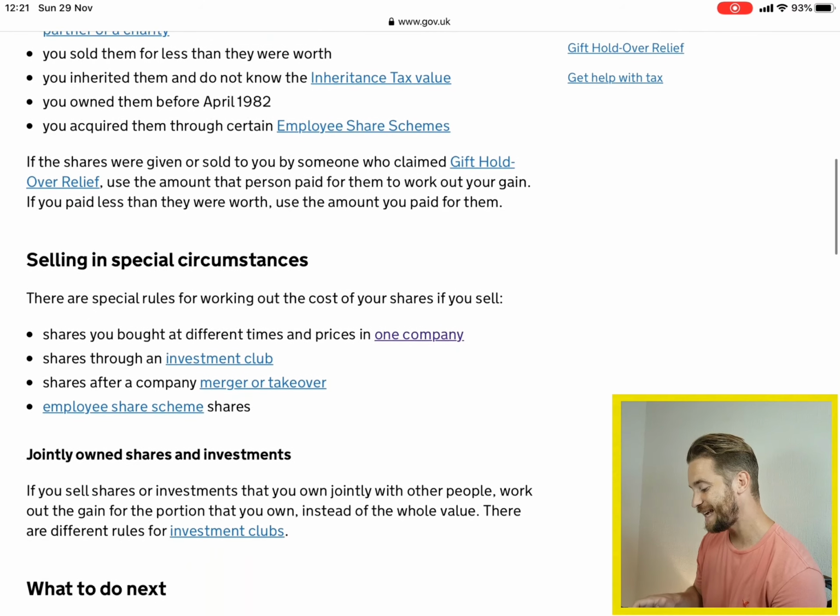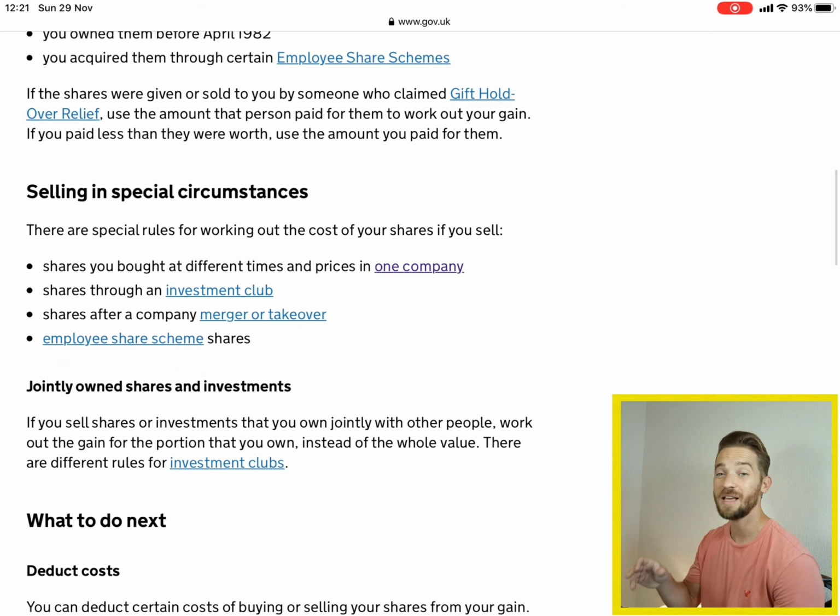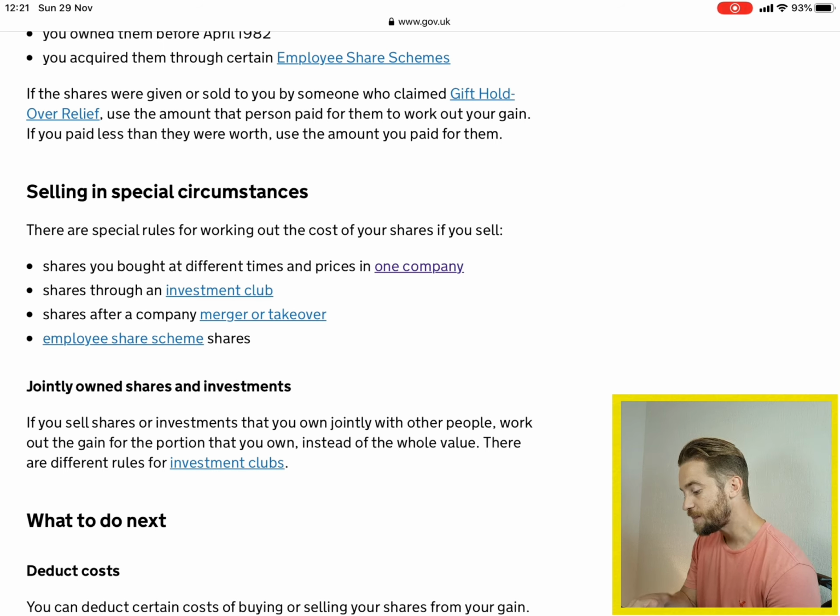Then we've got selling in special circumstances, and this is actually what's going to apply to the majority of us. It might not seem like your circumstances are very special, but this is what we fall under, or the majority of us anyway. There are special rules for working out the cost of your shares if you sell shares you bought at different times and prices in one company, shares through an investment club, shares after a company merger or takeover, employee share scheme shares.